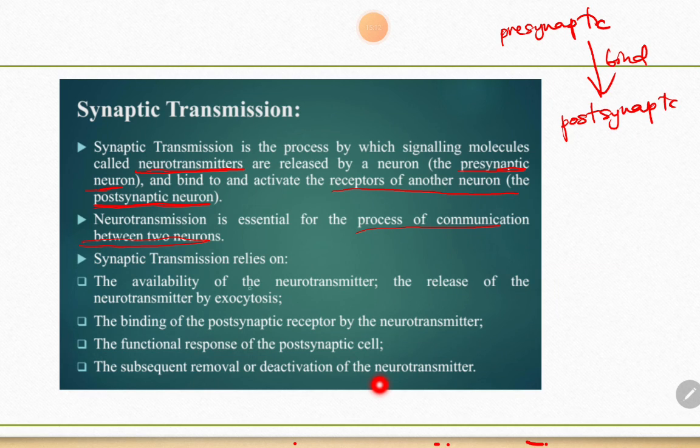Okay, and then this synaptic transmission relies on these four factors. Okay, the availability of the neurotransmitter and the release of the, okay, this is to bio, but you only need to know what happens during the synaptic transmission, which is only in these two sentences.